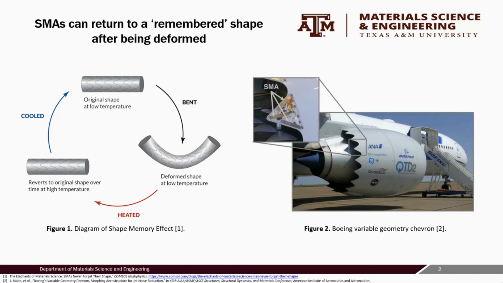SMAs have seen application in the aerospace, biomedical, automotive, and oil industries. This project is primarily focused on actuation applications within the aerospace field, where SMAs can replace conventional actuators, such as hydraulic pistons, due to their lower density and relatively strong mechanical properties. An example of such an application is shown in Figure 2, where SMAs are used to change the geometry of an aero engine to significantly reduce noise upon takeoff or landing.